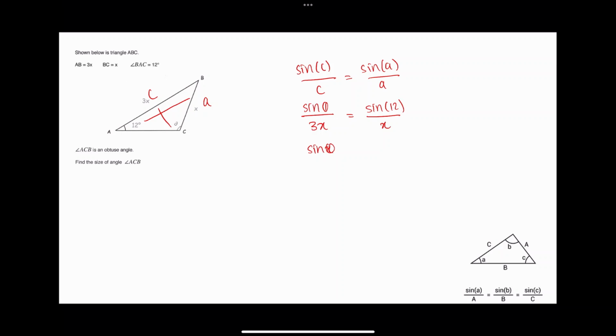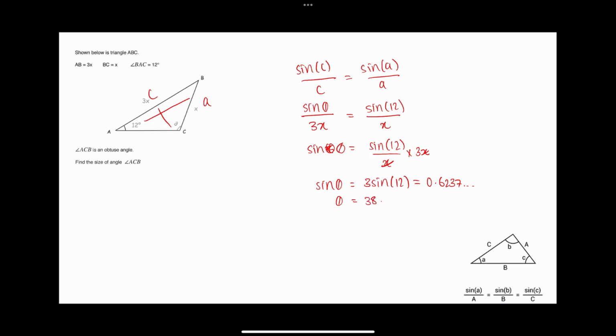The first step is to label as per usual, so you will find that 3x becomes lowercase c and x is lowercase a. Your formula will be sine C over C is equal to sine A over A. Substitute in the correct values and make sine theta the subject so you can eventually work out the value of theta. This will eventually help you find the value of angle ACB, which is theta.